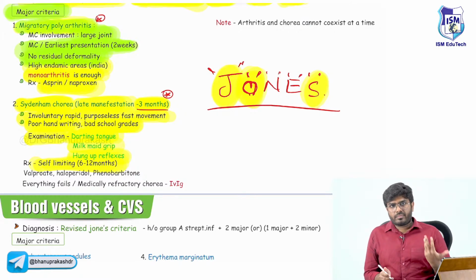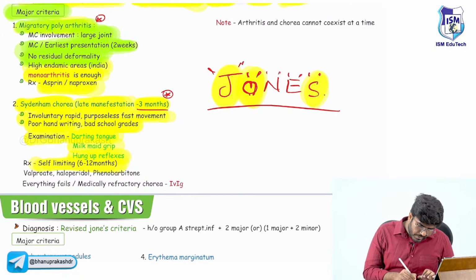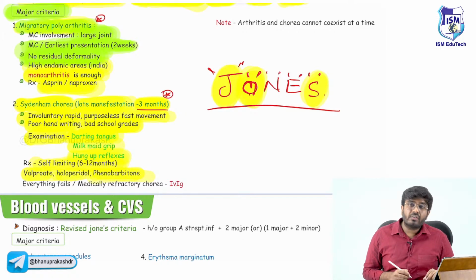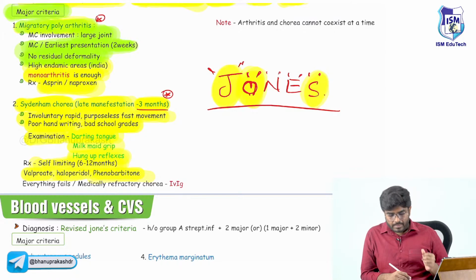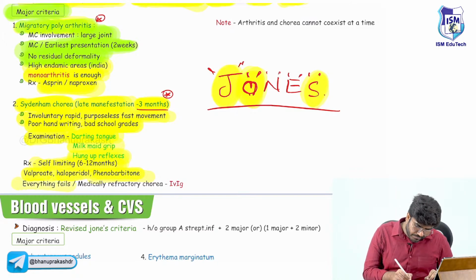But if the mother is worried because of these unnecessary purposeless movements, then you can give drugs like valproate, haloperidol, phenobarbital, the CNS depressants, they decrease the activity. So valproate, haloperidol and phenobarbital can be used to treat Sydenham chorea. But if even after 6 months the chorea is not coming down, whatever drugs you give, it's continuing, then it is medically refractory chorea.